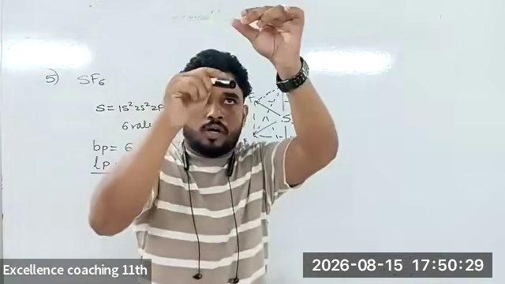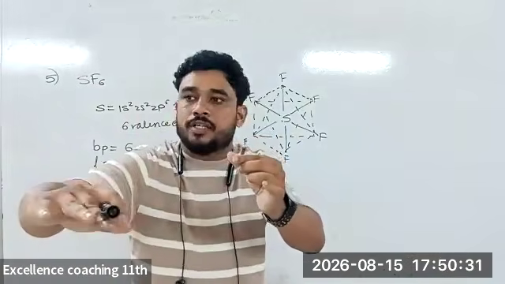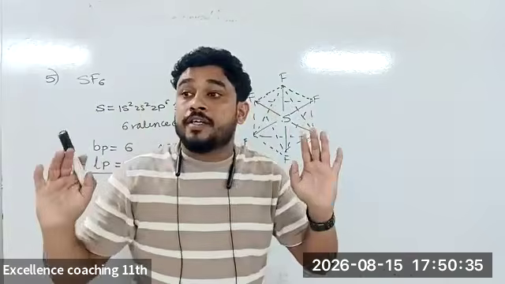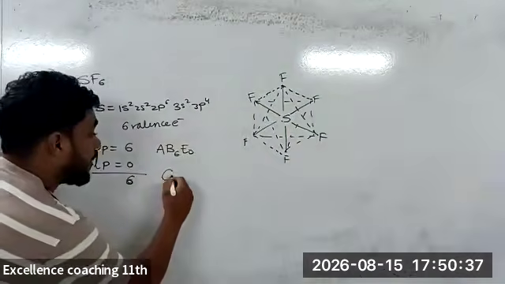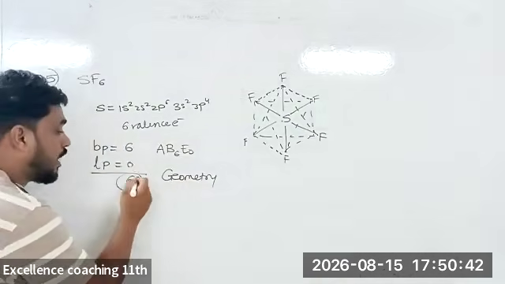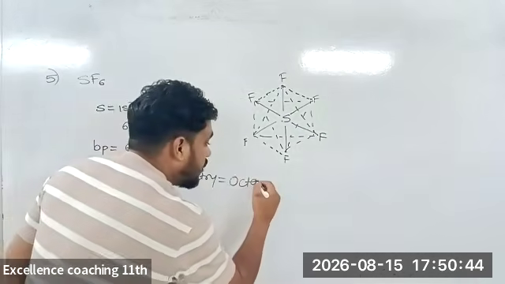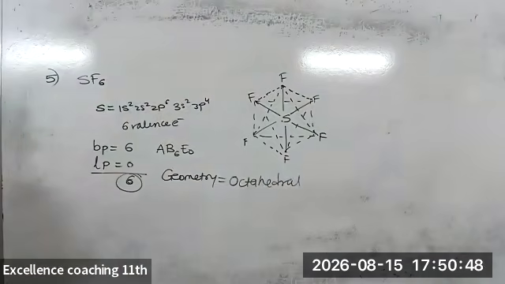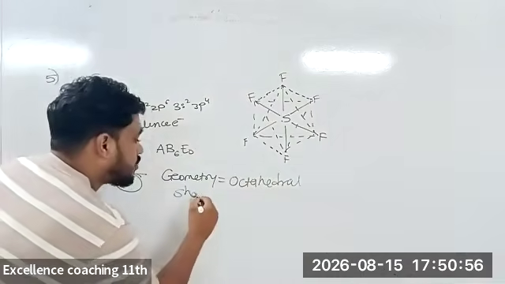And the vertical one and the horizontal one, the angle will be what? Vertical and horizontal, 90. What is this geometry called? When bond pair is 6, lone pair 0, count is 6, the geometry is octahedral. Don't write square bipyramidal, imagining the previous one, trigonal bipyramidal. Okay, please. So geometry is octahedral.